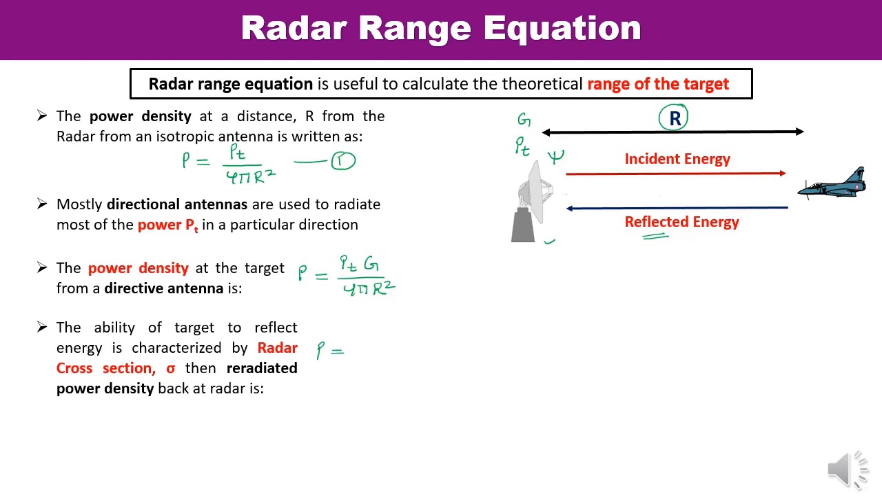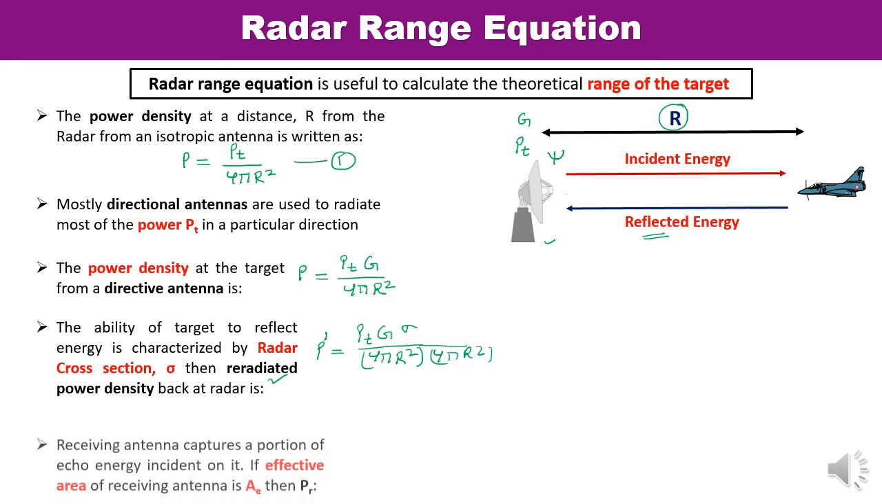Power incident on the target is PT into G into sigma upon 4 pi R square. But when we are calculating the radiated power density back at the radar, now this particular term will be what? This upon 4 pi R square more. So in this manner we can calculate it.